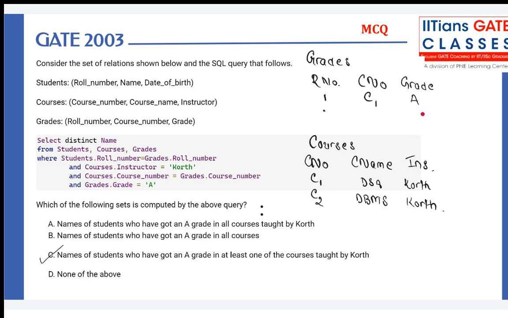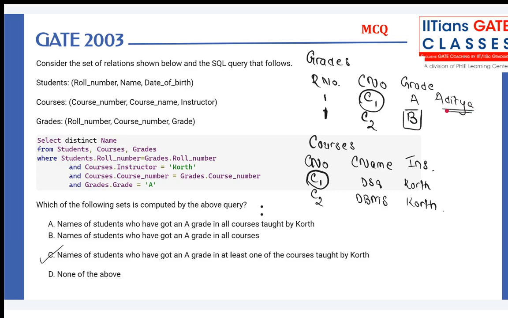Okay. So you will join this with the course number C1 with this course number C1. And you get the name of the person. Suppose that name of the person is someone. Okay, let's say Aditya, right? You get Aditya as your answer. But the person had gotten a B grade in the course taught by Korth, which is C2.